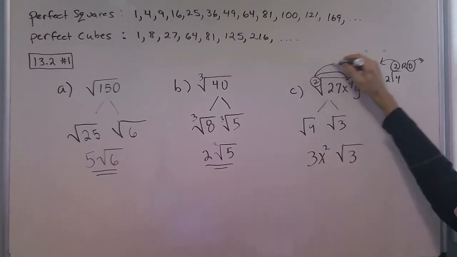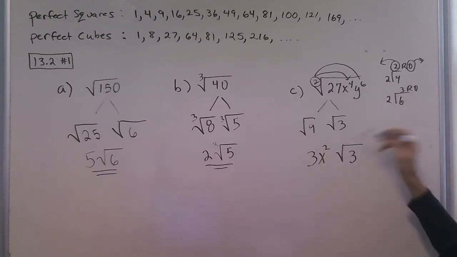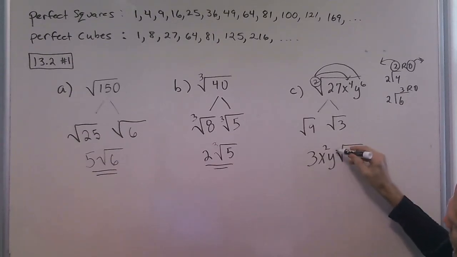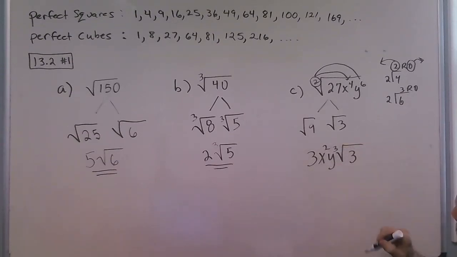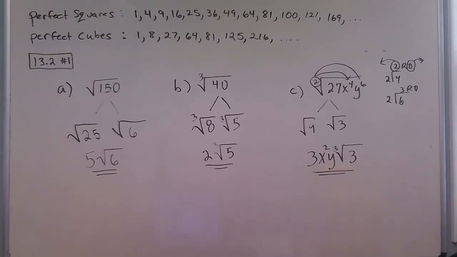I'll repeat that process. 2 goes into 6 3 times with a remainder of 0. So 3 y's come outside and no y's stay inside. Okay? And that's how we simplify some radicals.